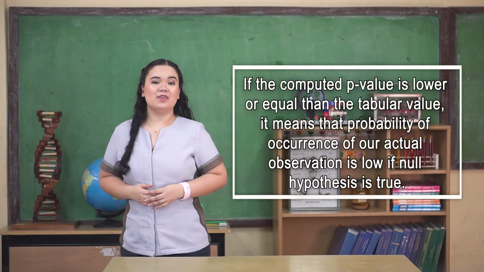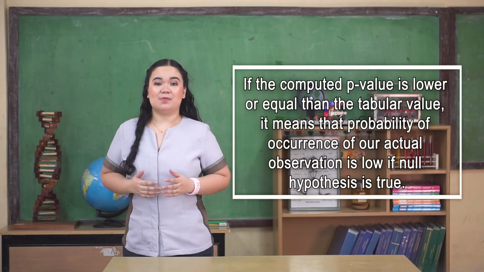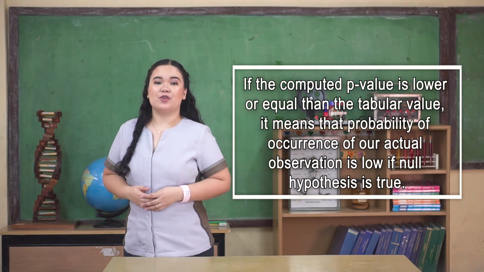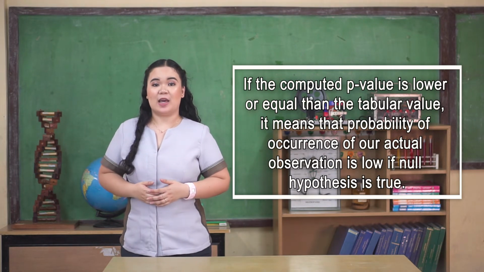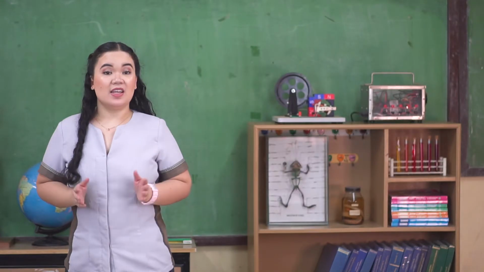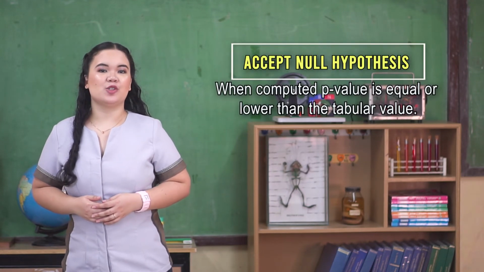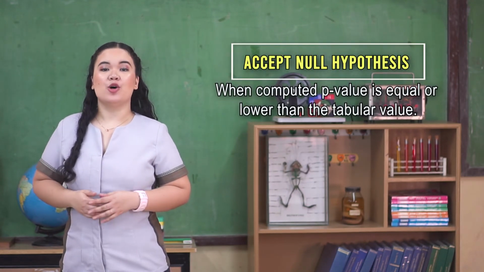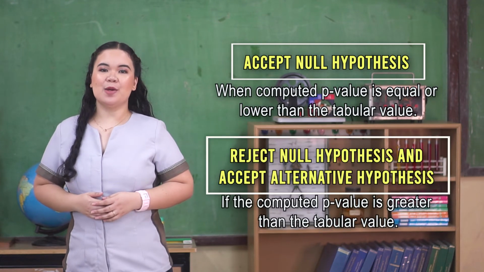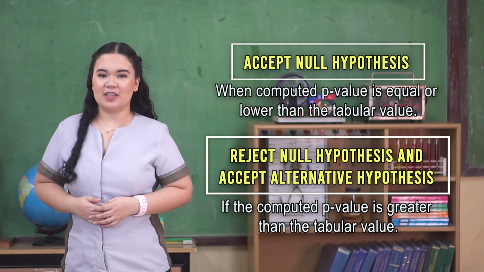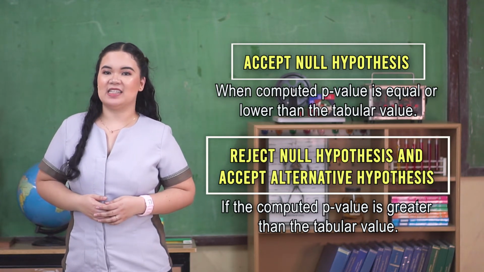If the computed p-value is lower or equal than the tabular value, it means that probability of occurrence of our actual observation is low if null hypothesis is true. Thus, we can say, accept null hypothesis when computed p-value is equal or lower than the tabular value, or reject null hypothesis and accept alternative hypothesis if the computed p-value is greater than the tabular value.